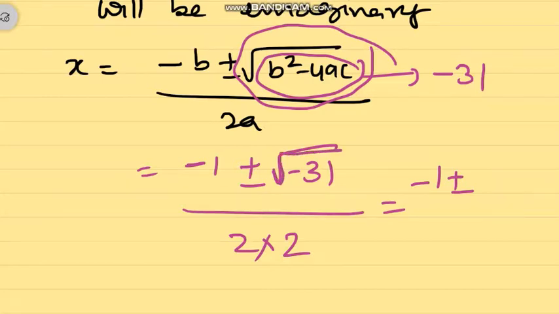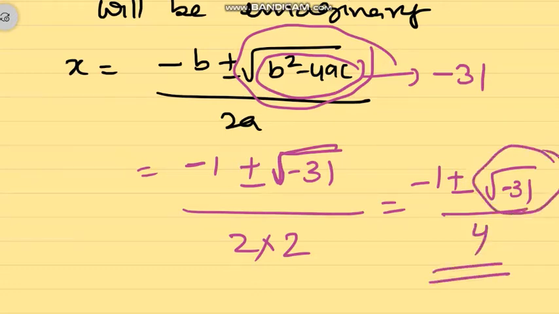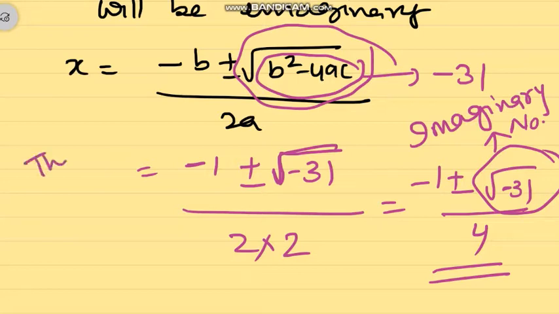So see, minus 1 plus or minus root of minus 31. We have not studied about this type of numbers till now. So this is the answer you are getting, and this is an imaginary number. So children, we will simply say that the roots are imaginary.